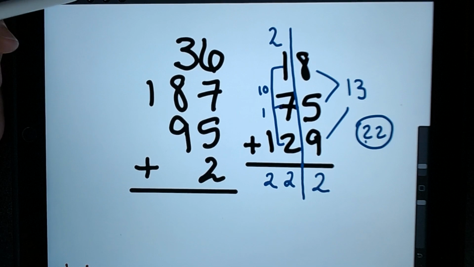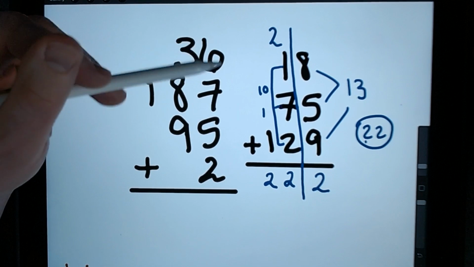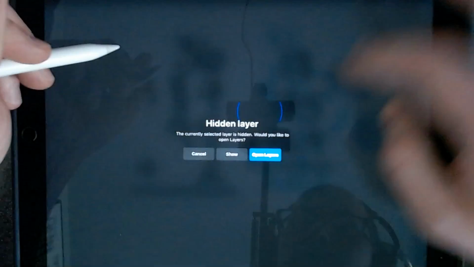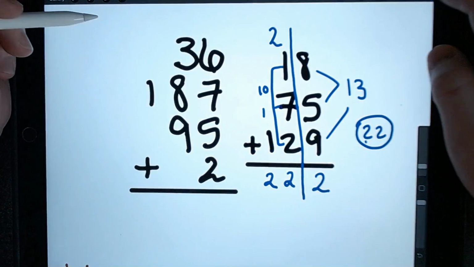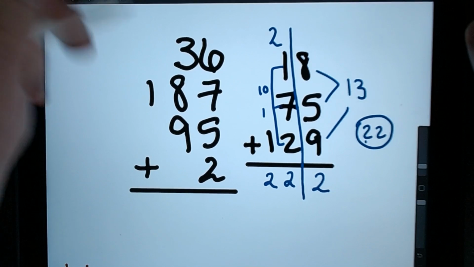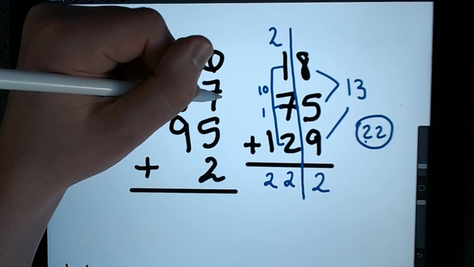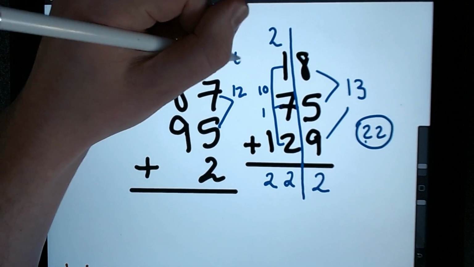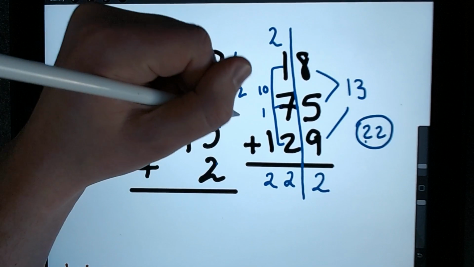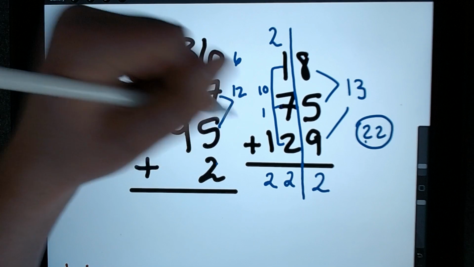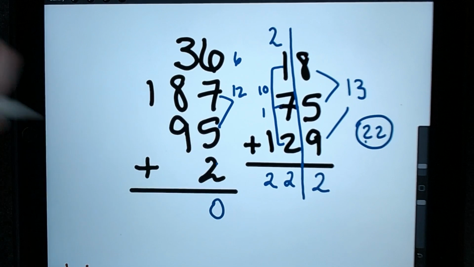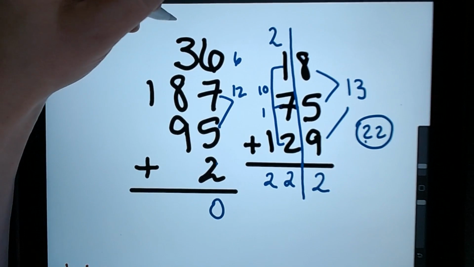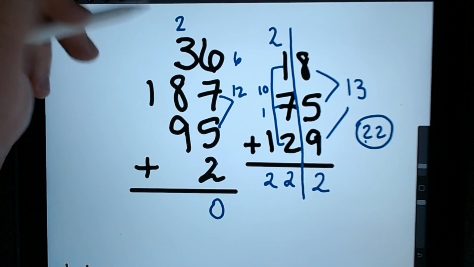And right away, I can see that we've got, sorry, it's on the wrong layer there. We've got a 12 and a 6. 6 and 2 make 8. So 12 and 8 is 20. So the 0 goes down there, and we'll bring the 2 over the top of the tens place.